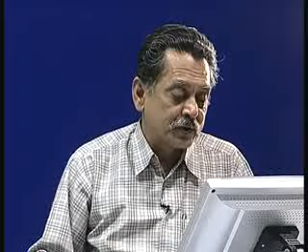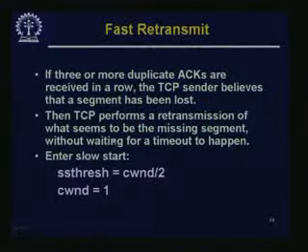So, without waiting for the timeout to occur for this particular segment which has been sent, it assumes that maybe it is lost and sends it again. So, TCP performs a retransmission of what seems to be the missing segment without waiting for a timeout, and then it enters slow start, that is, it applies a multiplicative decrease of SS thresh and sets CWND to 1.